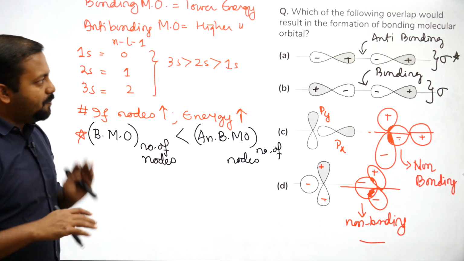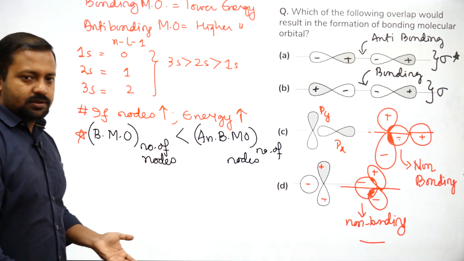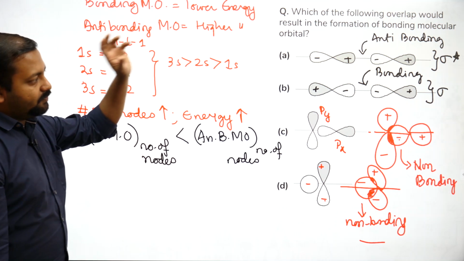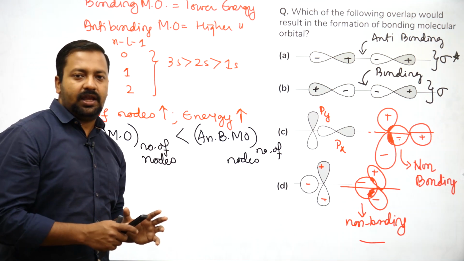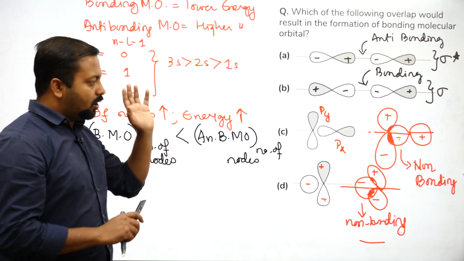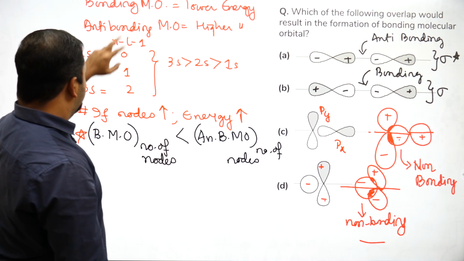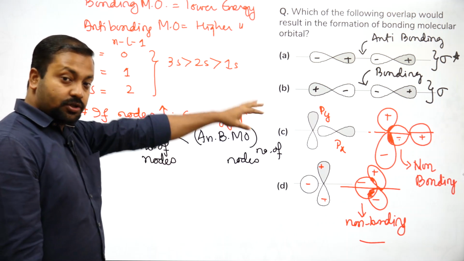Fine. So remember this guys, if there is cancellation, that means anti-bonding is formed. If there is addition, bonding is formed. If equal amount of cancellation or addition takes place, it will be non-bonding orbital. Okay, so this along with this should solve your question.